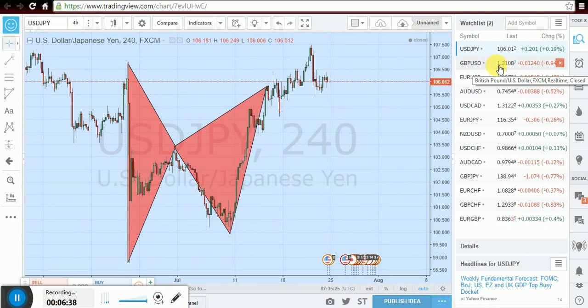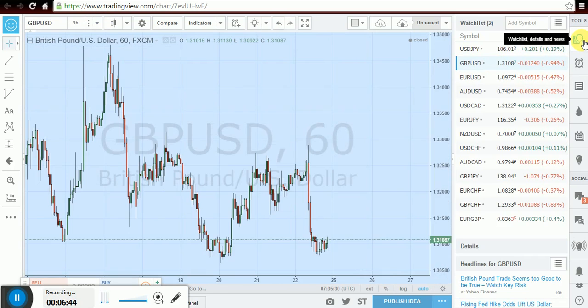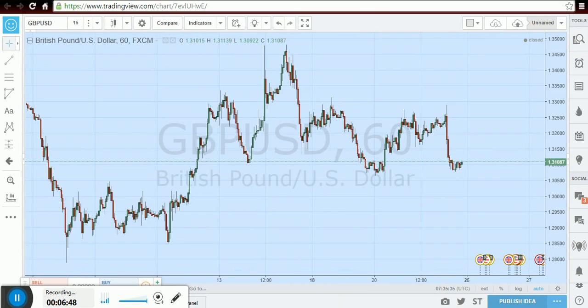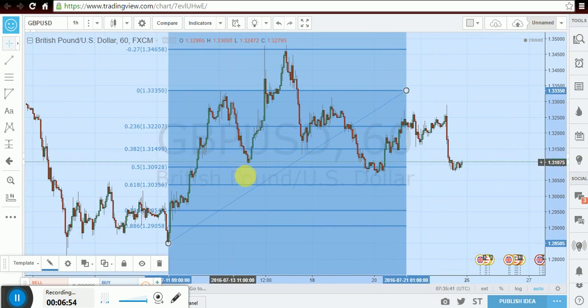So moving on to the next one, pound against the US dollar. I think we have a potential bullish Cipher. I think it was on the 1 hour chart. Yeah, there it is. So if I bring in my Fibonacci from the swing low, we can see X to A leg. We got the 382 retracement. We got this 127 extension, so that gives us a bullish Cipher pattern.